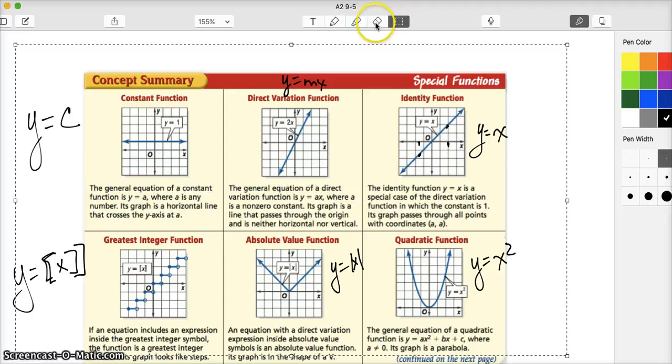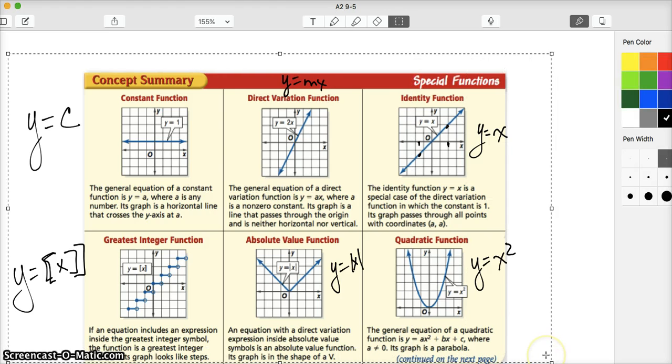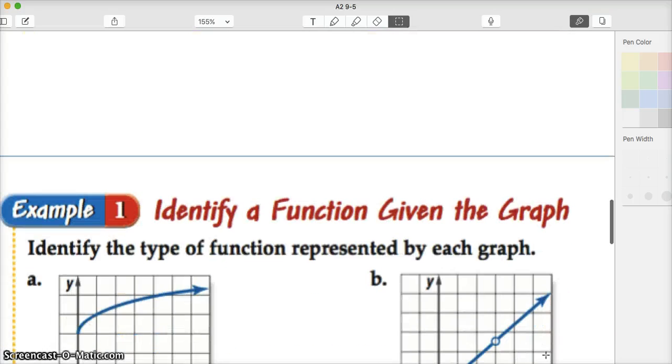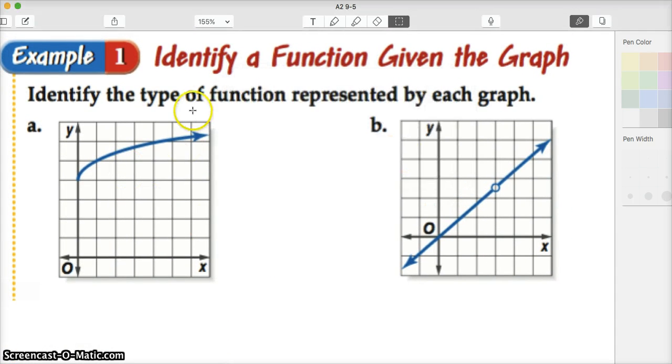But if we know what the parent graph or the general function looks like, we have an easier time of graphing more difficult or translated representatives of the same thing. Let's take a look at this example. So identify a function given in the graph. So identify the type of graph that it represents.